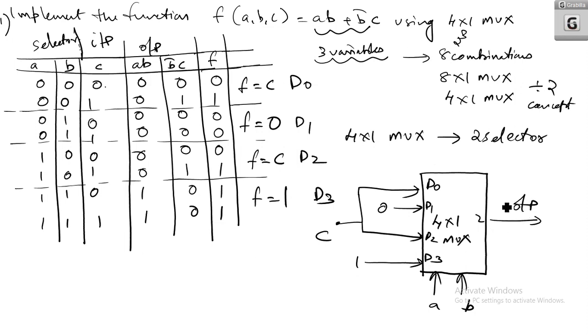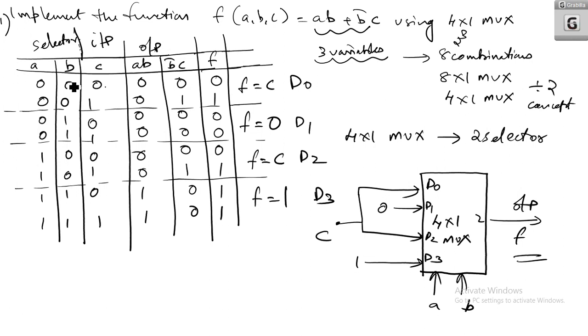That is, when A is equal to 0, B is equal to 0, and C is equal to 0, what do you get? You will get the output as 0. Right? You will get D0. That means F is equal to C. Again, when A is equal to 0 and B is equal to 0, what happens? You will get F of C. That means output is the value of C. That means if it is 1, you will get 1. That is it. So here it is output F. This is how to realize that function using a 4 by 1 mux.